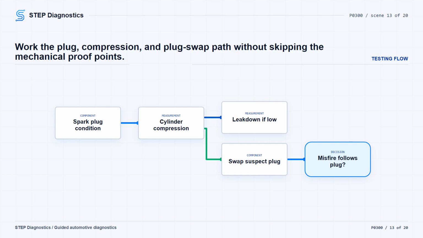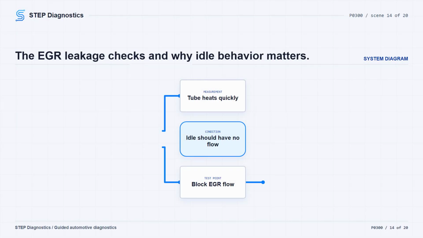If VVT still looks suspicious for the bank where the misfire is happening, follow that bank's camshaft slow response diagnostic path. If spark, plugs, and compression have not identified the fault, check for an EGR valve leaking when it should not. The EGR valve should not flow at idle. If it is stuck open or leaking, it can cause rough idle, misfire, and hesitation on initial throttle tip-in, and the misfire should go away or drop off a lot while driving.